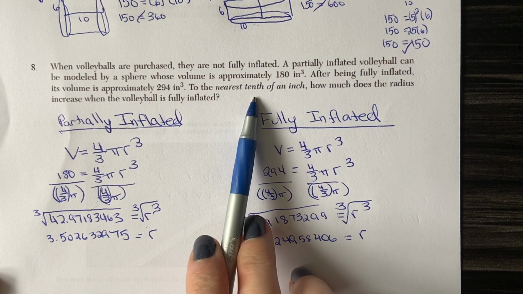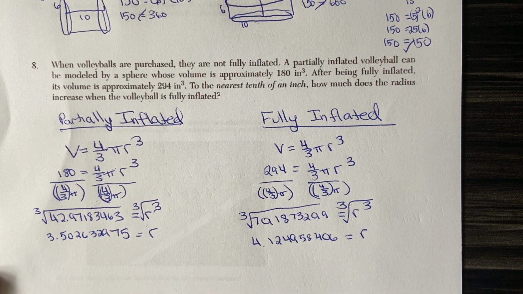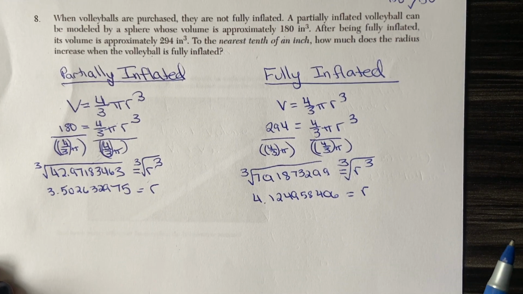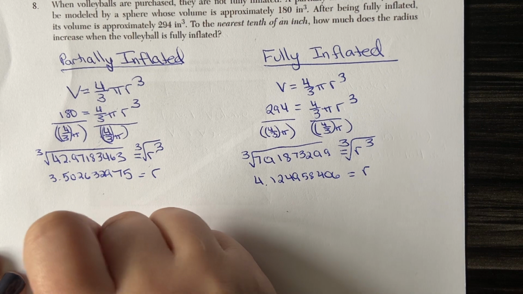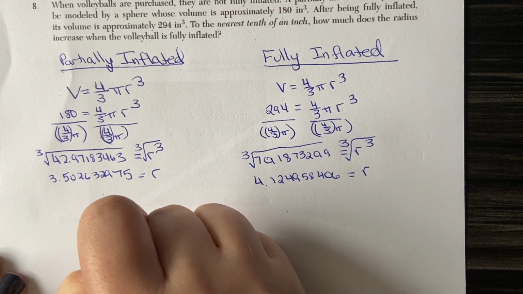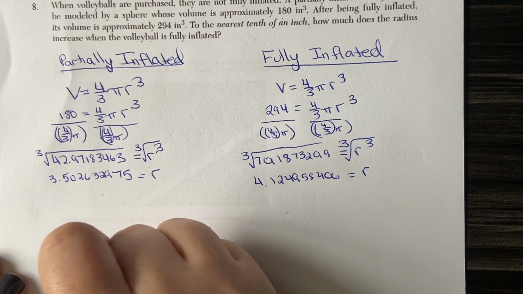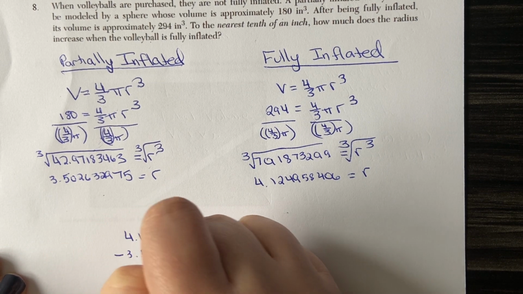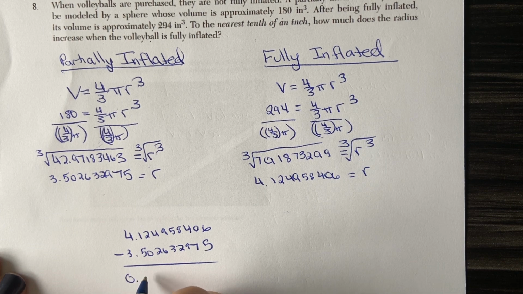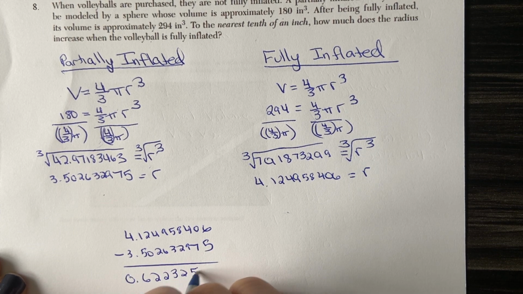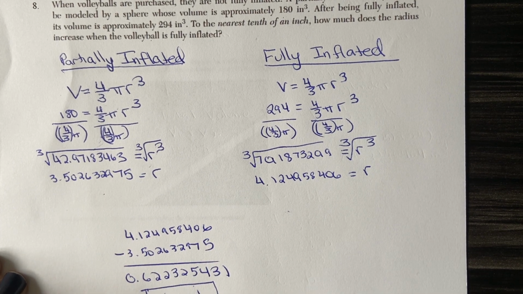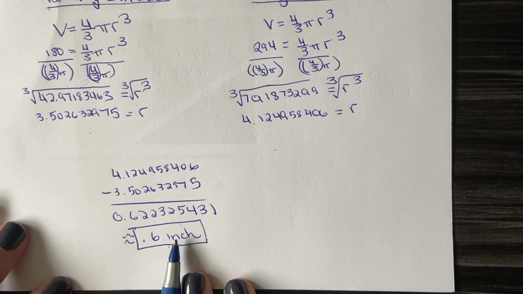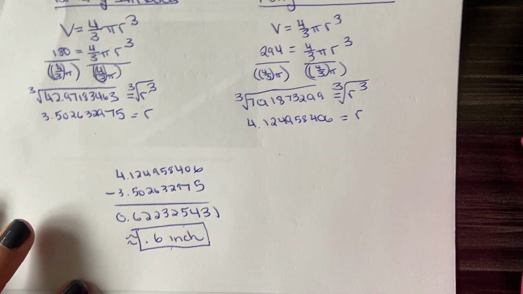So they want, to the nearest tenth of an inch, how much does the radius increase when the ball is fully inflated? Okay, so I just have to then subtract the two numbers. So we're going to do 4.124958406 minus 3.502632975, and you end up getting 0.622325431. So that to the nearest tenth would be 0.6 of an inch would be your answer. And again, they don't take off if you didn't write inch. If you just wrote 0.6 as your answer, they would accept that. Okay, so then turn the page.